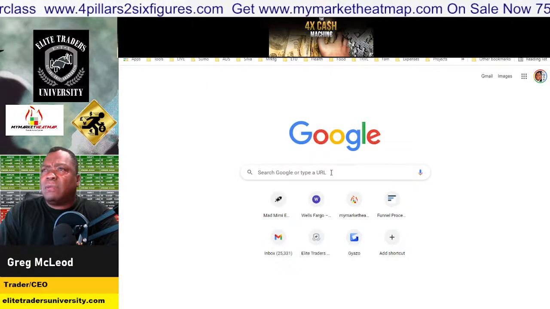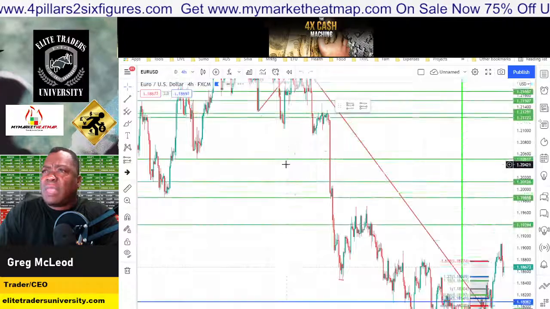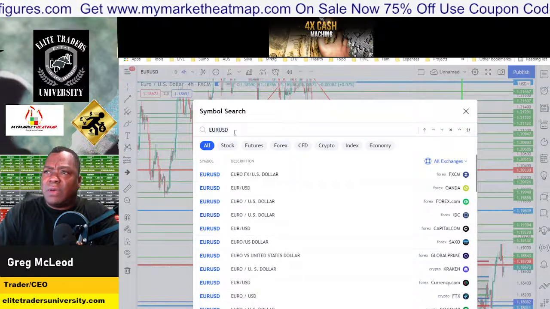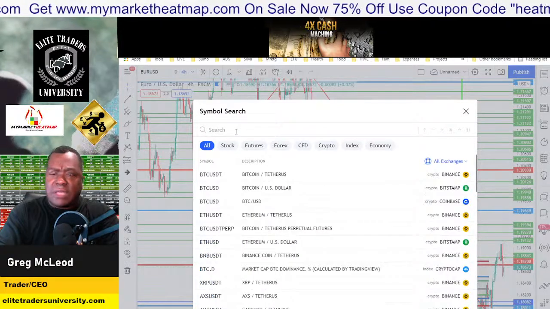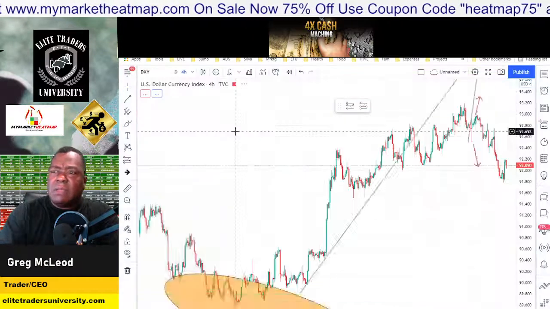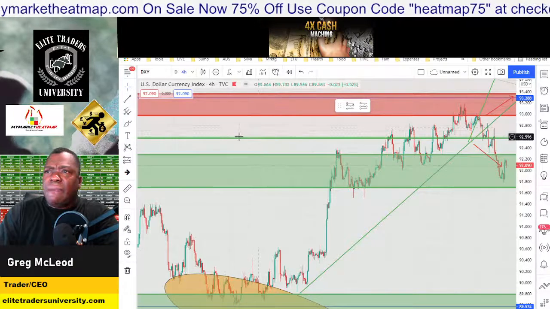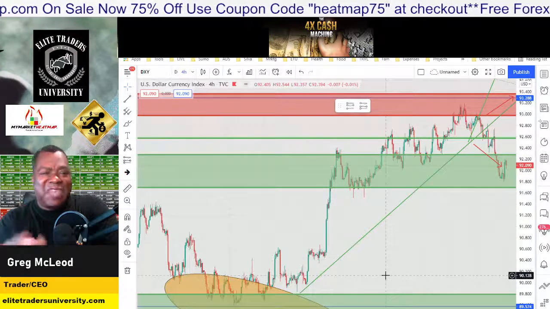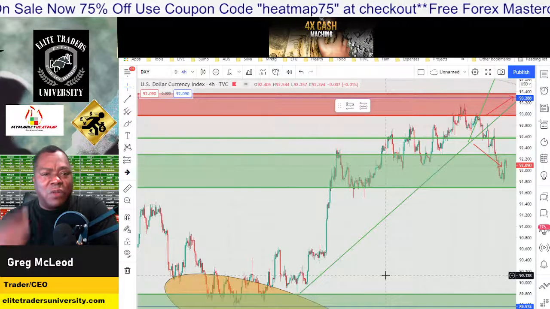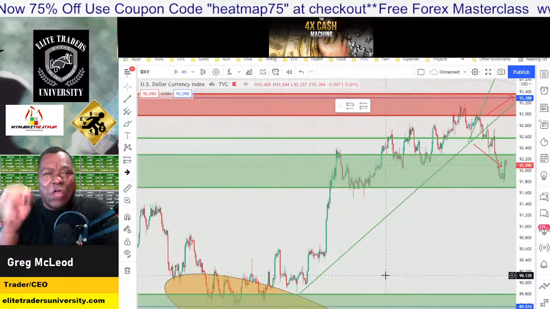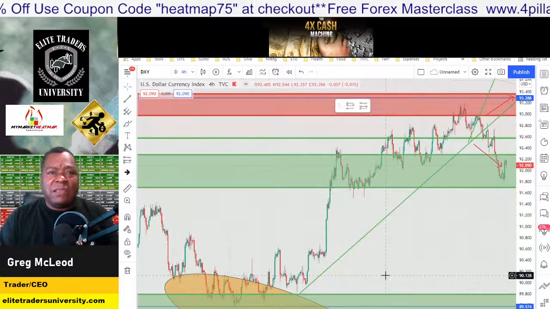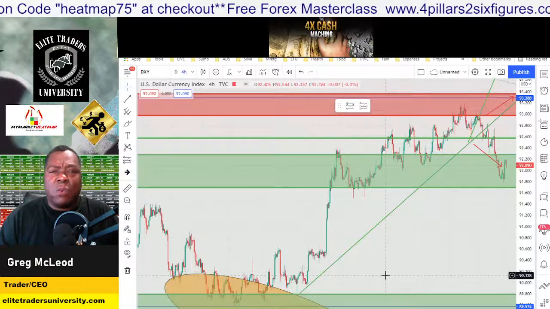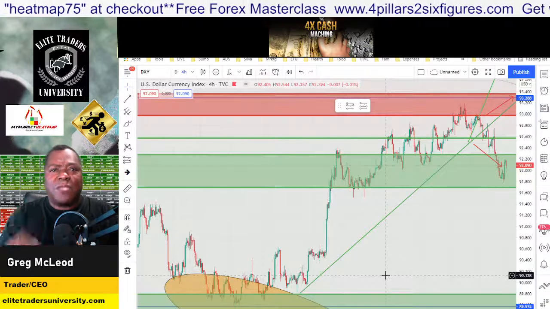Let's go to TradingView. I want to start analysis with the U.S. dollar, the dollar index, DXY. It's the basket of currencies versus the U.S. dollar. And another key piece of knowledge: if you understand how to trade the U.S. dollar index, then you unlock the other seven currency pairs, right? The ones versus the U.S. dollar are called the Forex majors.